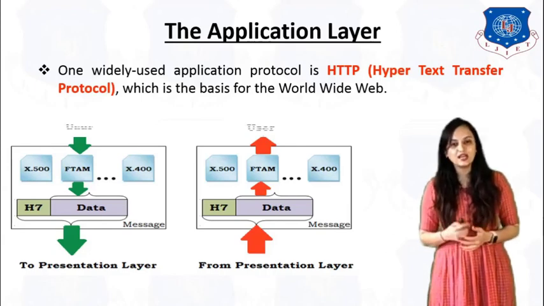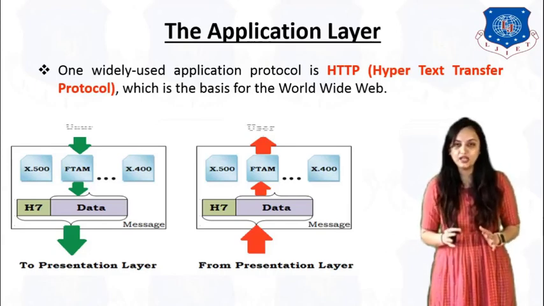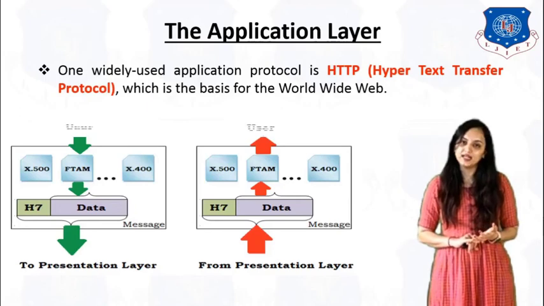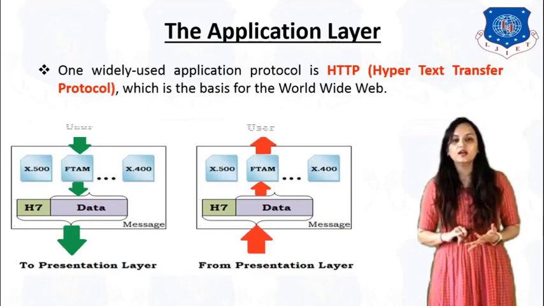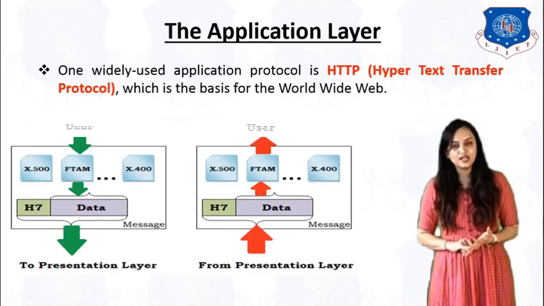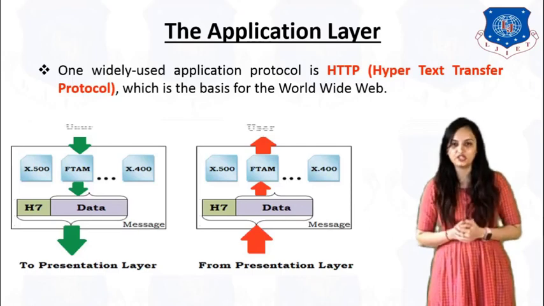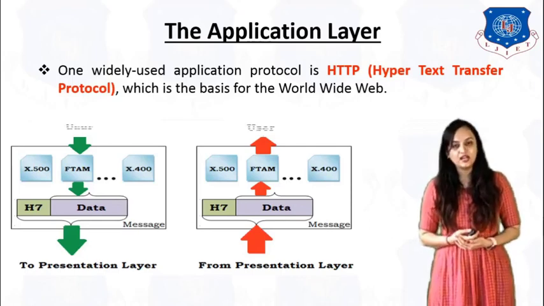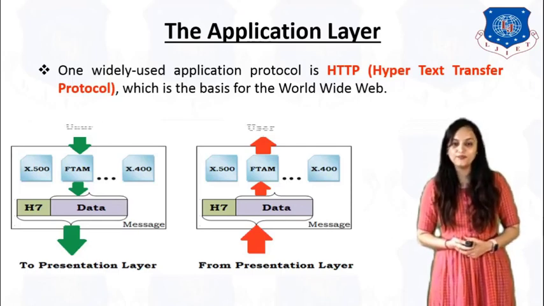In the ISO-OSI reference model, there are 7 layers: physical layer, data link layer, network layer, transport layer, session layer, presentation layer, and the application layer. So these are the 7 layers of the ISO-OSI reference model.